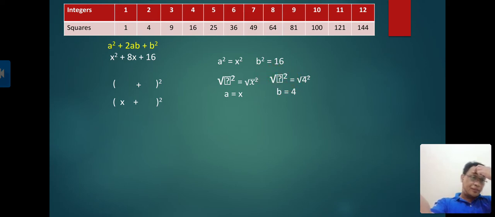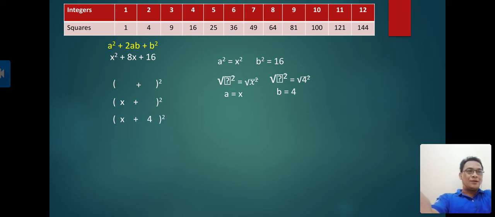My PowerPoint did not read that character. So that is b squared. B squared is equal to 4 squared. Saan galing si 4 square? Okay, remember that the square of 4 is 16, so I can write that as 4 squared. If I'm going to get the square root of 4 squared, then that will be 4. Okay, so x plus 4 squared.